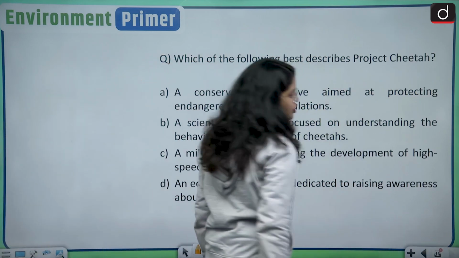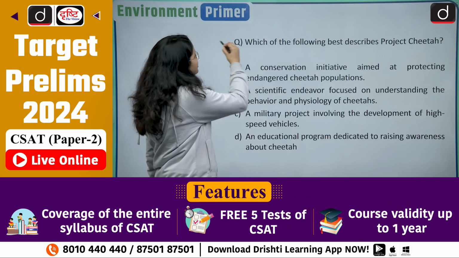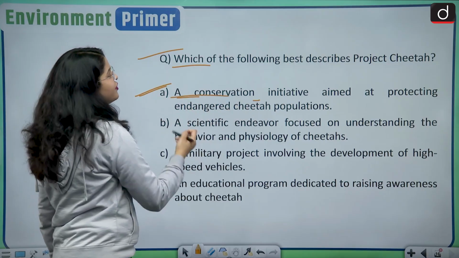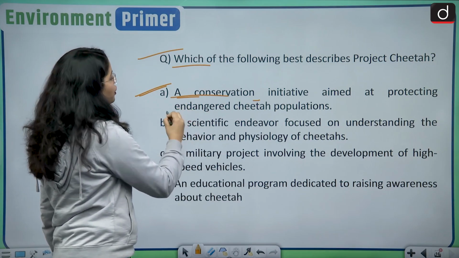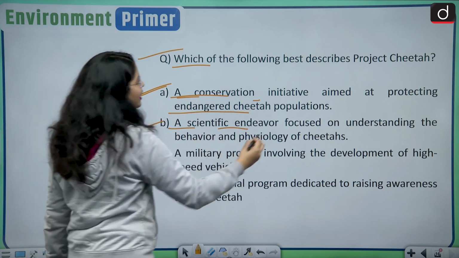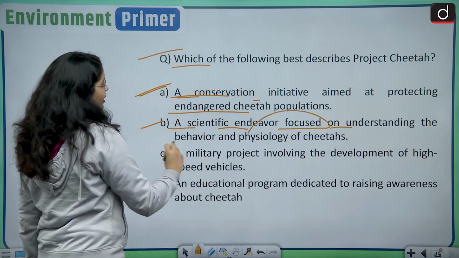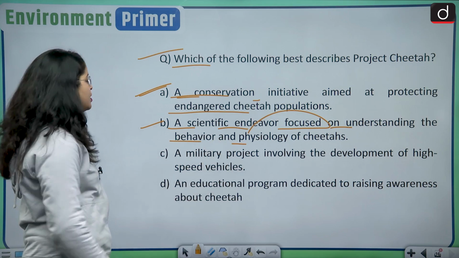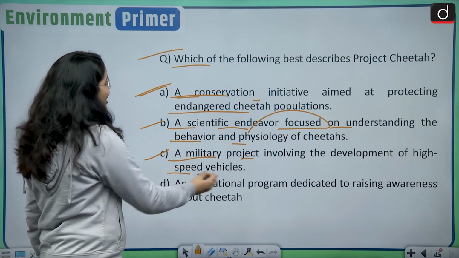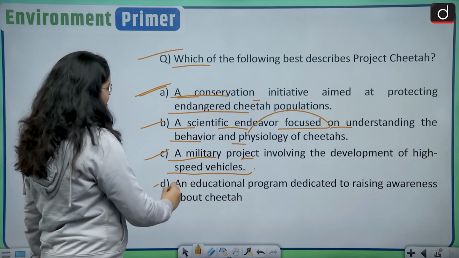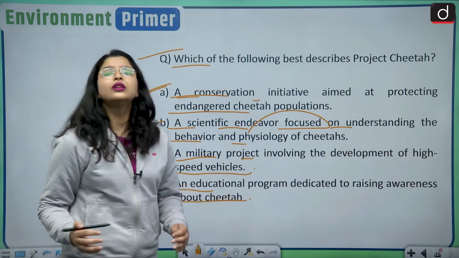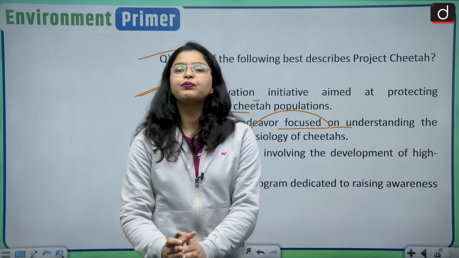Let us discuss the last question of our today's discussion. So the question is, which of the following best describes Project Cheetah? Option A, a conservation initiative aimed at protecting endangered cheetah populations. Your option B is a scientific endeavor focused on understanding the behavior and physiology of cheetahs. Your option C is a military project involving the development of high-speed vehicles. And your option D is an educational program dedicated to raising awareness about cheetahs. So this answer will be given by you to me in the comment box below.